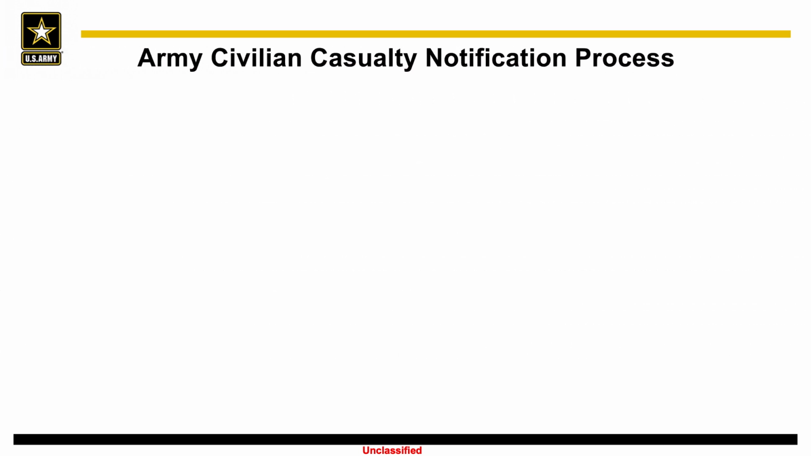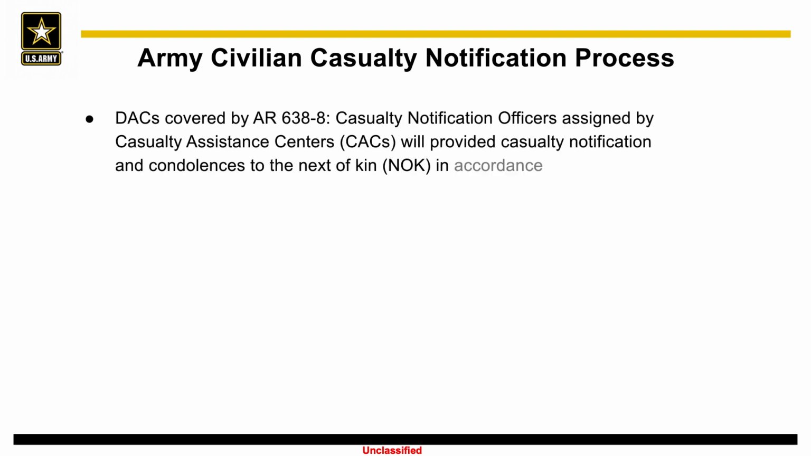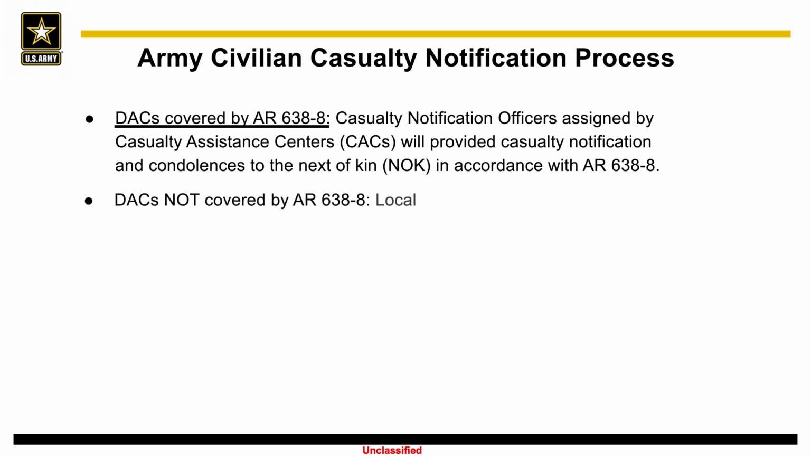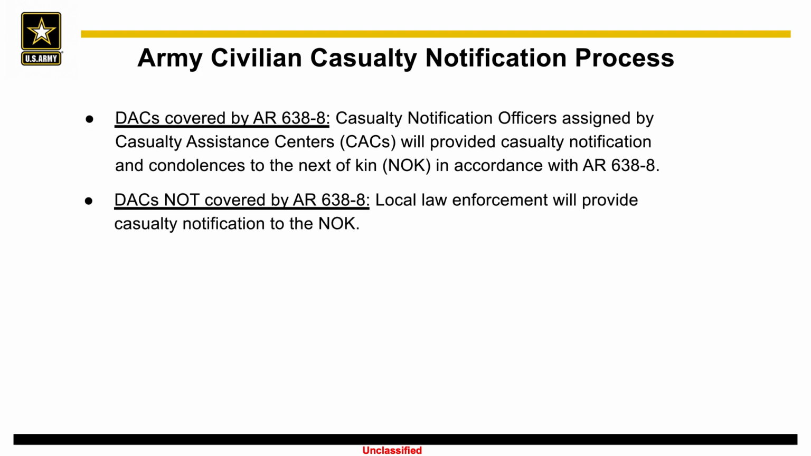Here is the overall process. For a casualty of reportable Army civilian employees covered by Army Regulation 638-8, a casualty notification officer assigned by Casualty Assistance Centers will provide casualty notification and condolences to the next of kin. Most Army civilian employees are not covered by Army Regulation 638-8, and in this case, local law enforcement will provide casualty notification to the next of kin.